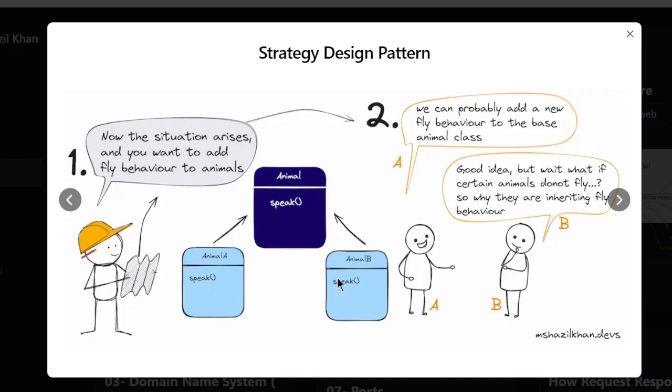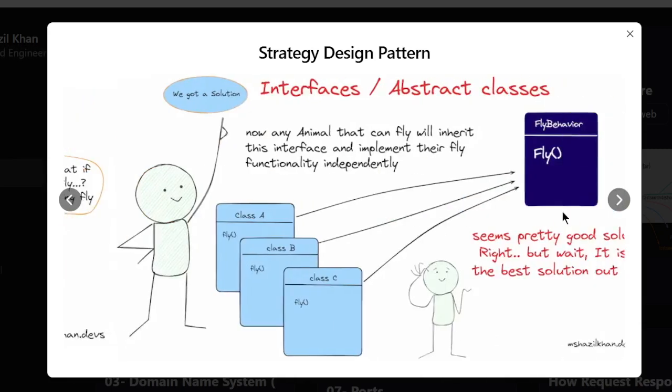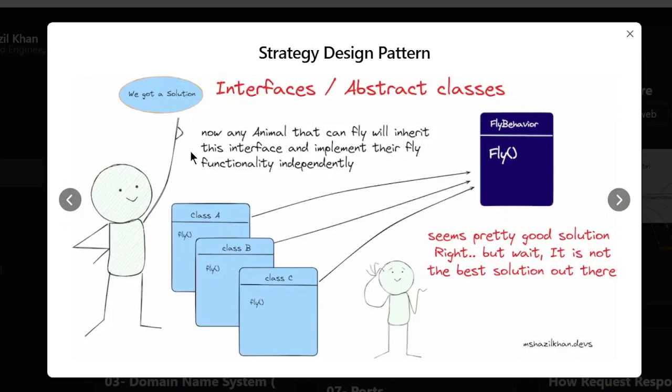So we haven't found a solution yet. Developer B is counter-questioning the approach, saying this will be a problem if we follow developer A's approach. So let's see how we are going to solve this problem. Let's move to the next slide. In this slide, there's a person, and he's saying that we got a solution. Now let's see what solution he got.